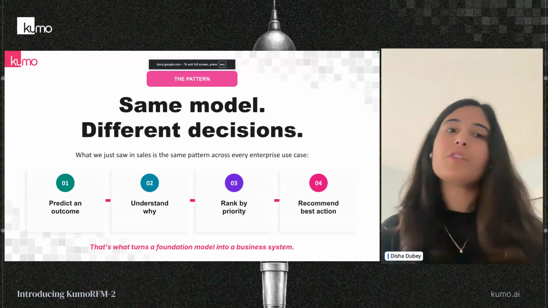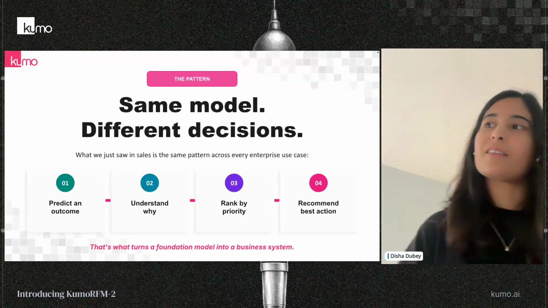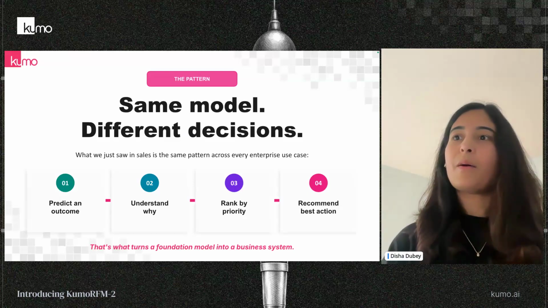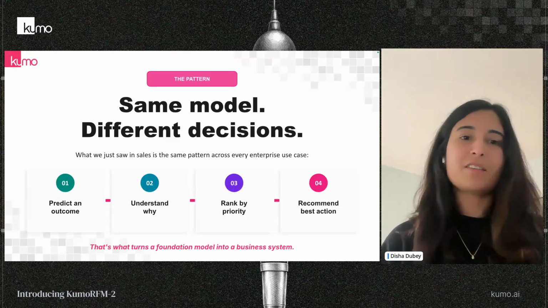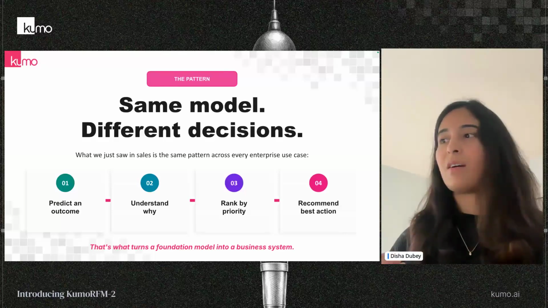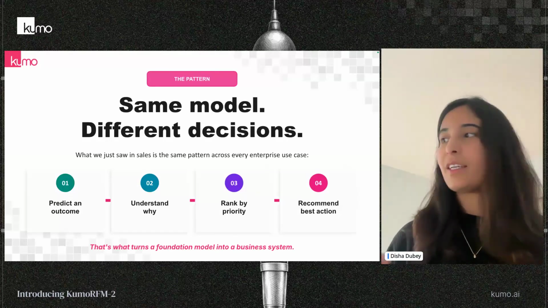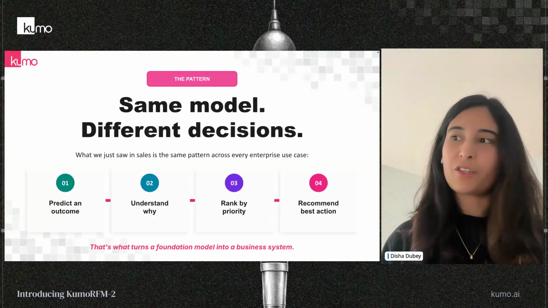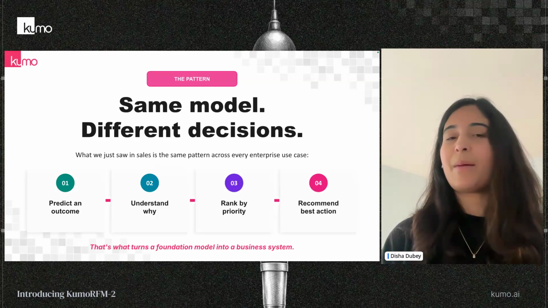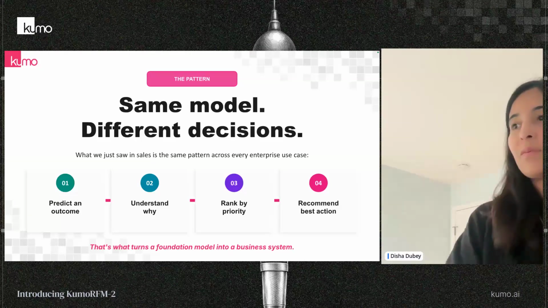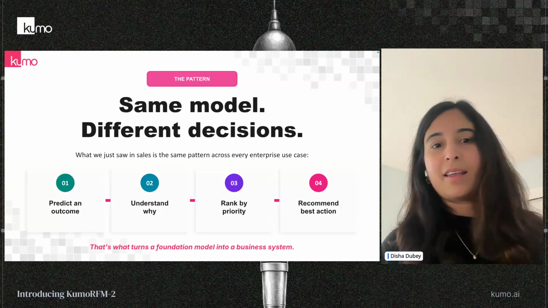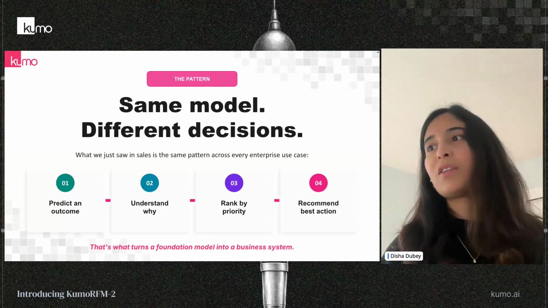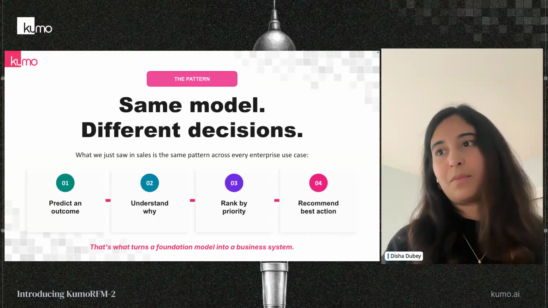Now, what you just saw is not a sales-specific use case. What we did here is we predicted an outcome. We understood why. We ranked these opportunities by priority, and we recommended next best action. Even though we saw this in a sales context, it's applicable everywhere. This is the core pattern of every enterprise decision. And this is what helps you turn your model into a decisioning system.